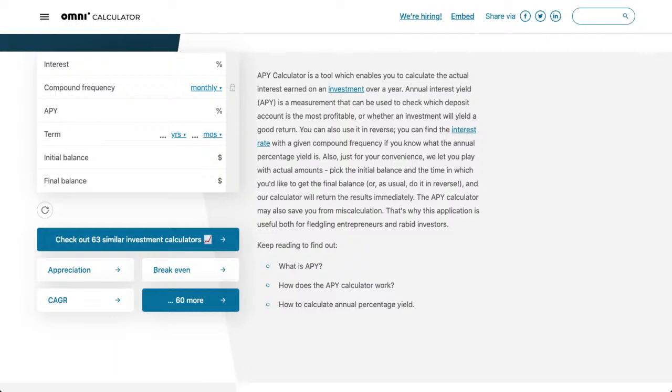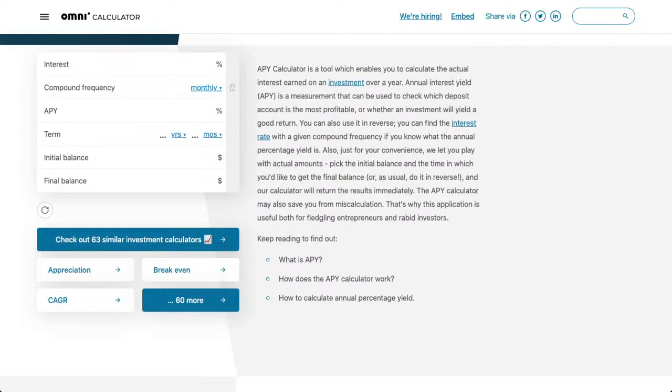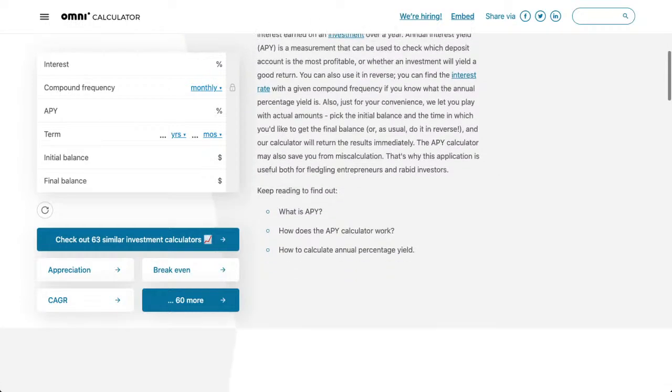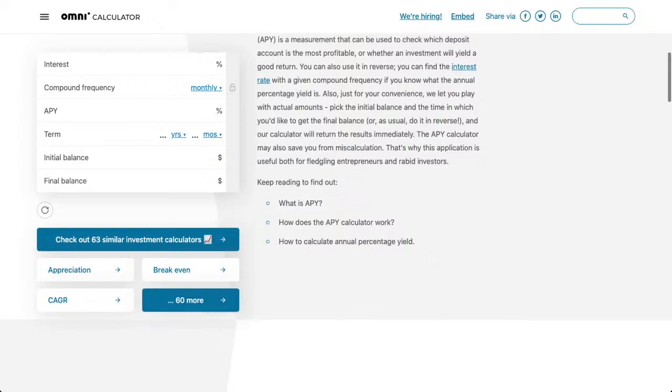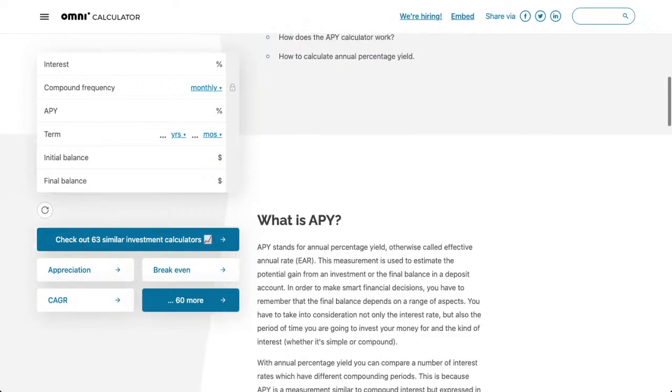The APY calculator may also save you from miscalculation. That's why this application is useful for both fledgling entrepreneurs and rabid investors. Axion also has a calculator, and we're going to look at that in another video, where you can actually stake your Axion tokens for a great return. So we're going to look at that in a separate calculator. This one here is focused on the annual percentage yield, and so we're going to get into that now.